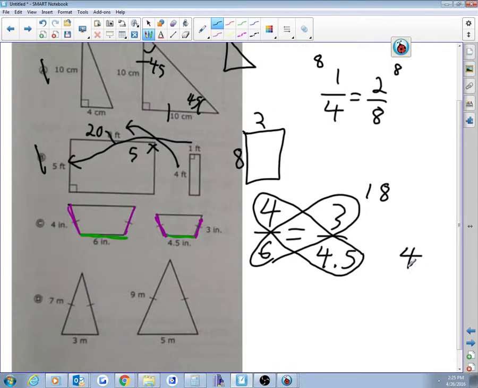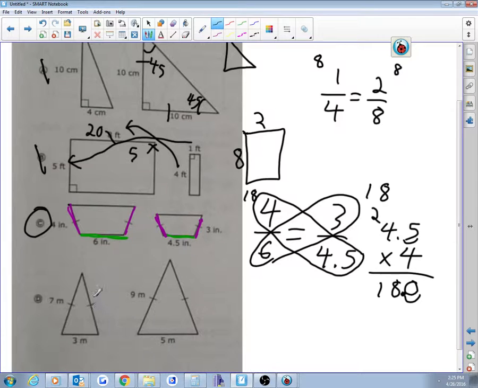So 4 times 4.5: 4 times 5 is 20. 4 times 4 plus 2, 16 plus 2 is 18. Bring back the decimal 1 time. So 18, 18. These are proportional.